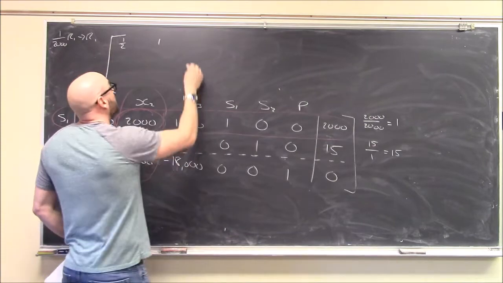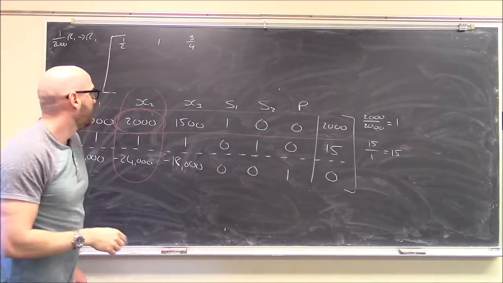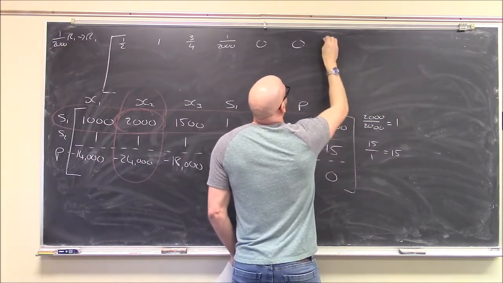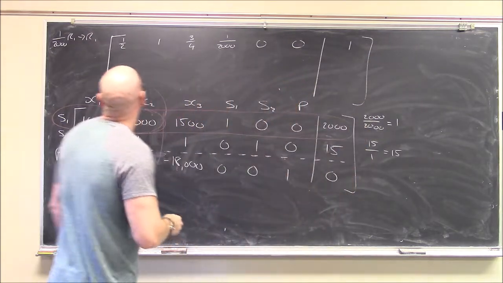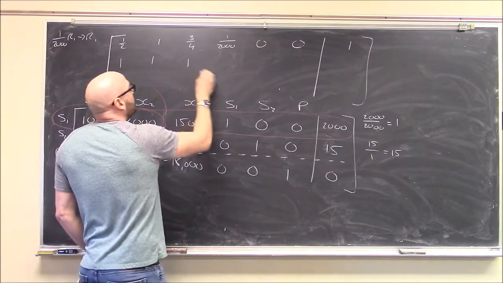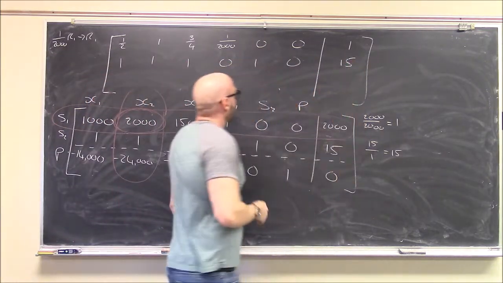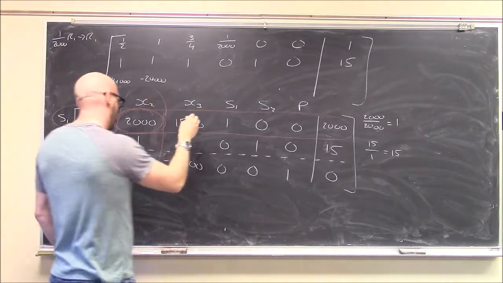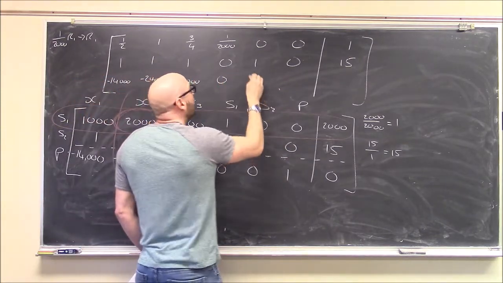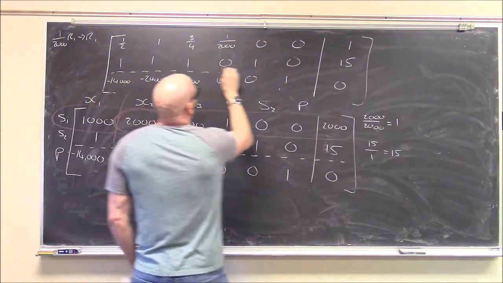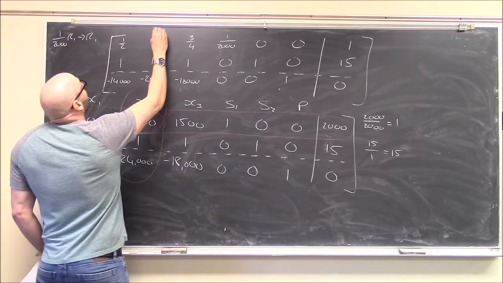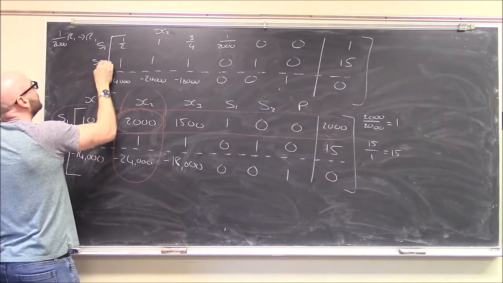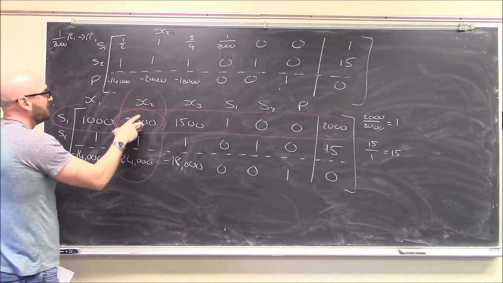I should rescale that. That 1.5 over 2 is 3/4. 1 over 2,000 is unfortunately just 1 over 2,000. 0, 0. 2,000 over 2,000 is 1. One, 1, 1, 0, 1, 0, 15. Minus 14,000, minus 24,000, minus 18,000, 0, 0, 1, 0. I don't usually relabel these things as we're going, but I'll just indicate this is the X2 column, and here I've got S1, S2, P. I'm just labeling those because I have to erase them.